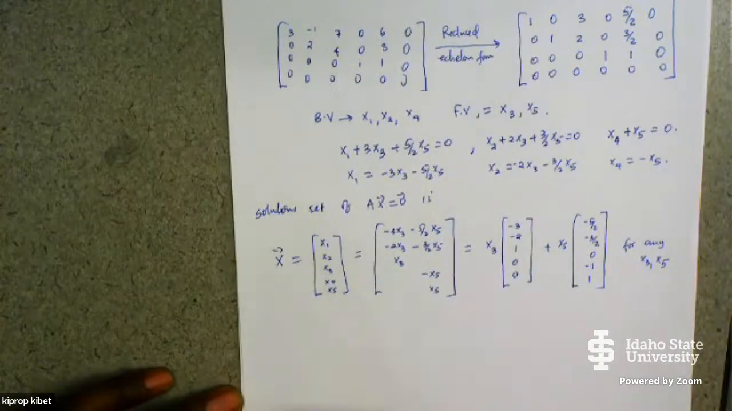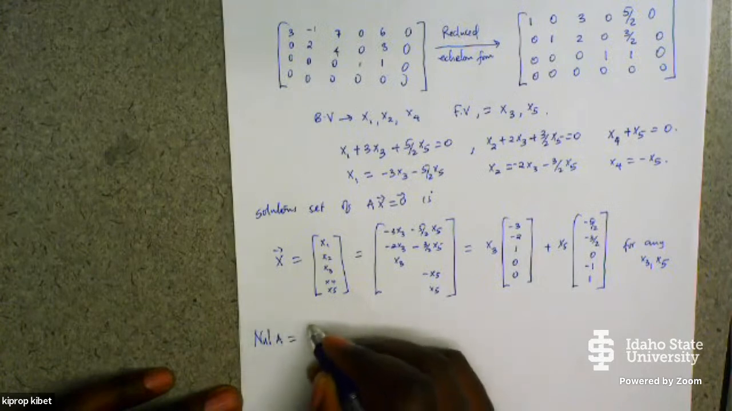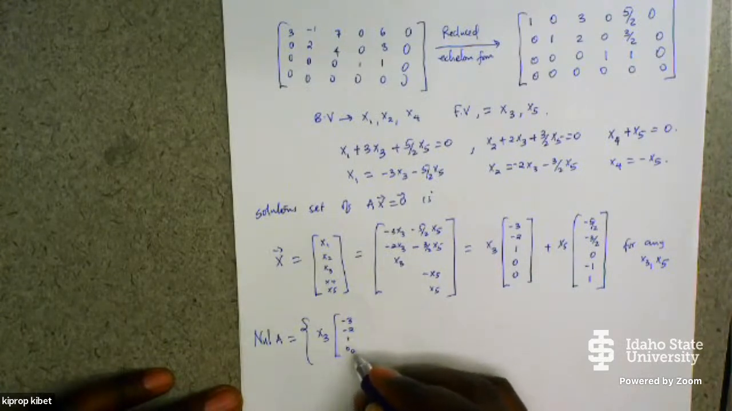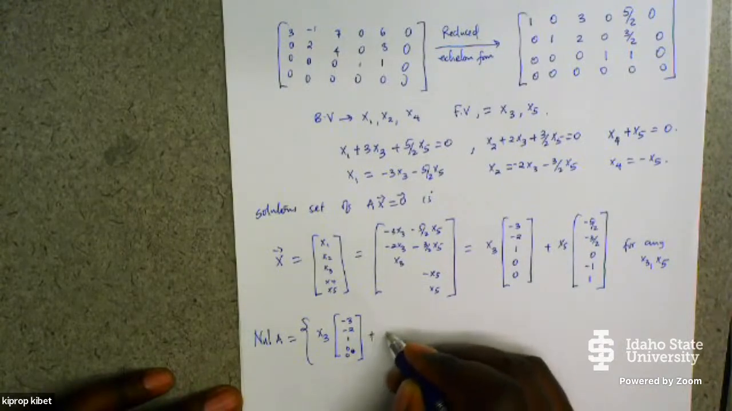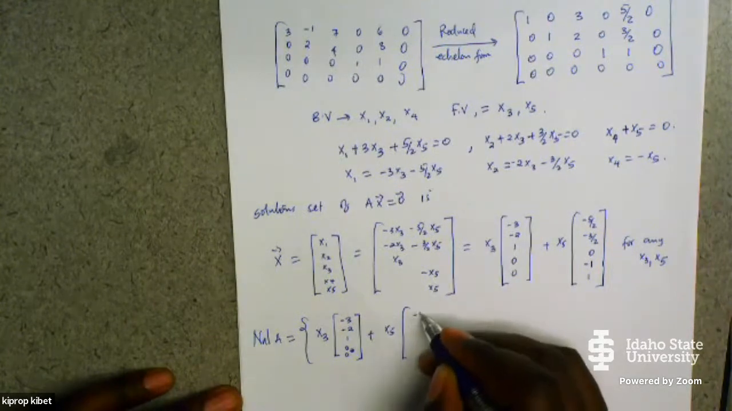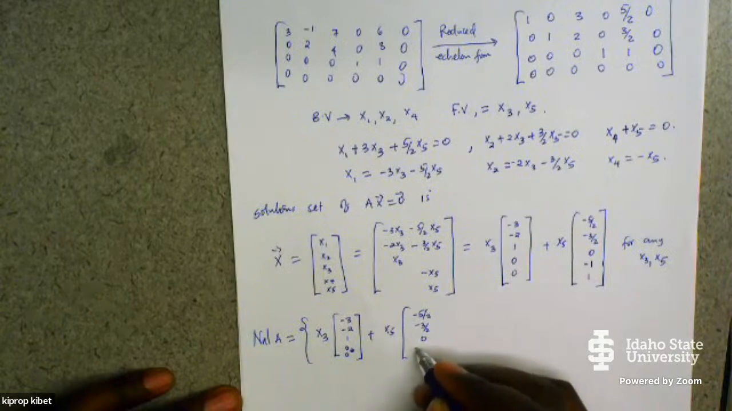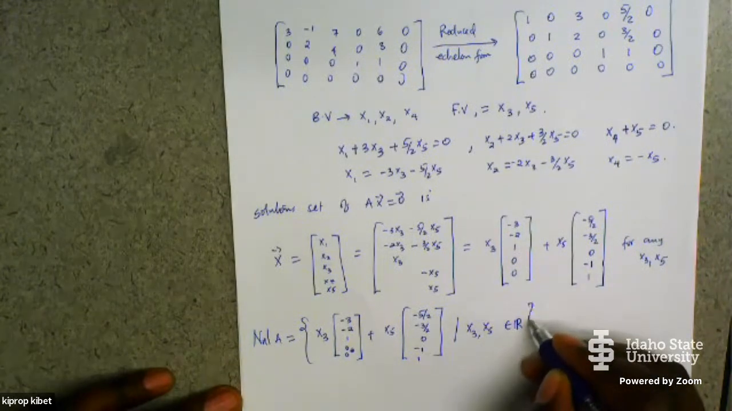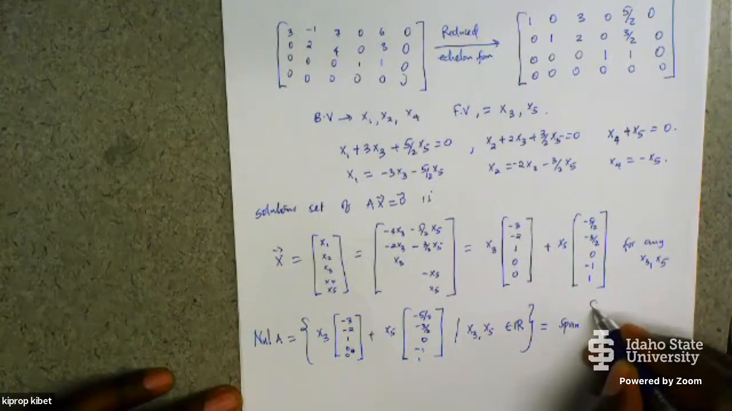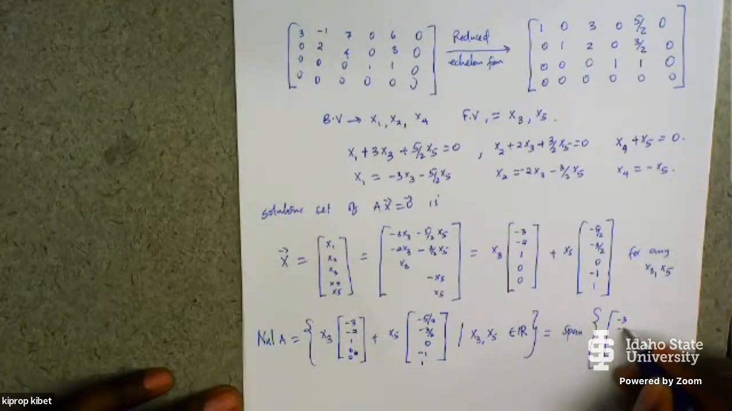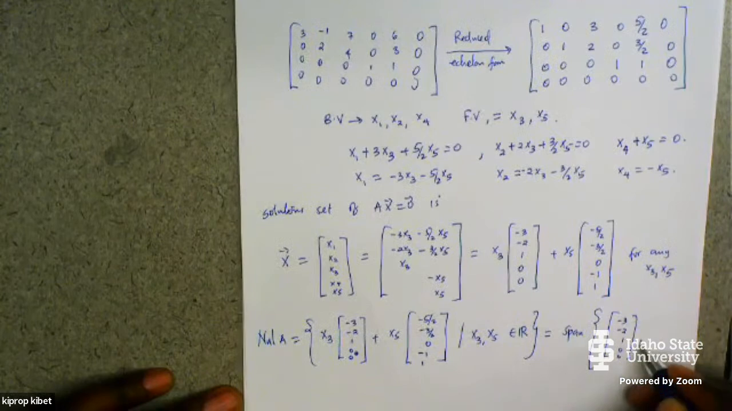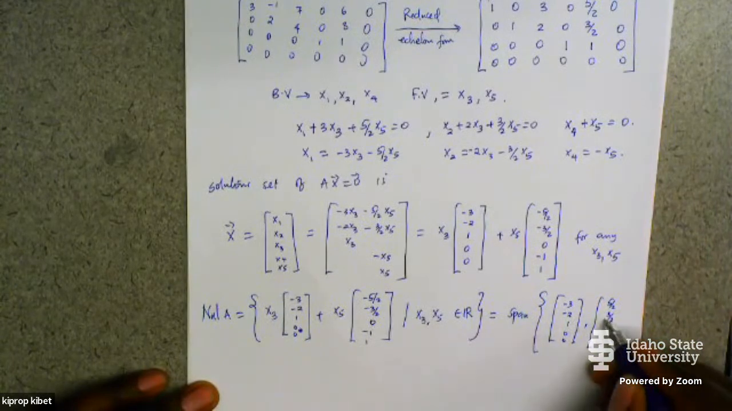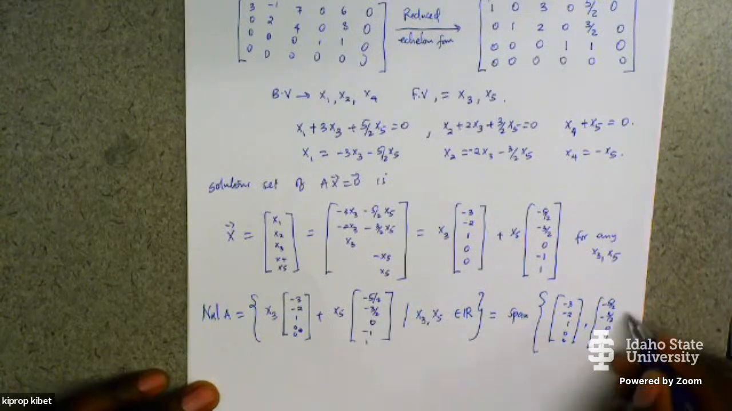So then the null space of A equals x3 times (-3, -2, 1, 0, 0), plus x5 times (-5/2, -3/2, 0, -1, 1), such that x3 and x5 are elements of the real numbers, which is the same as the span of what? (-3, -2, 1, 0, 0) and (-5/2, -3/2, 0, -1, 1).